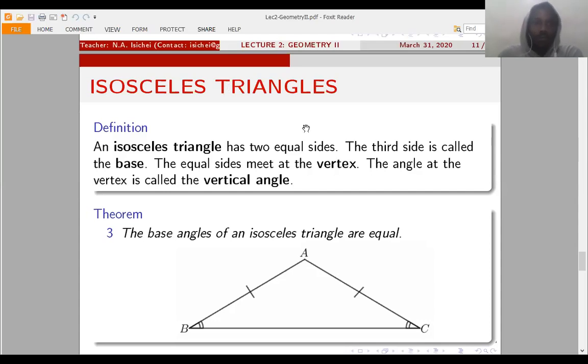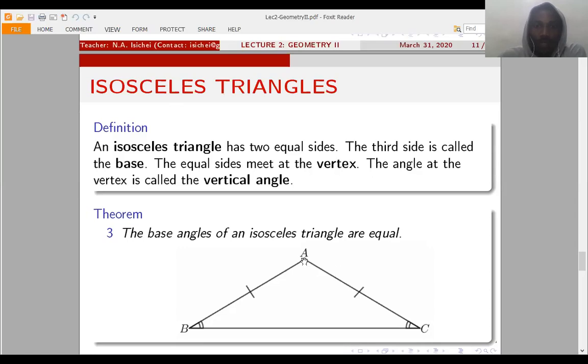By definition, an isosceles triangle has 2 equal sides. The third side is called the base. The equal sides meet at the vertex. The angle at the vertex is called the vertical angle. Is that taken? So here is a picture of an isosceles triangle.